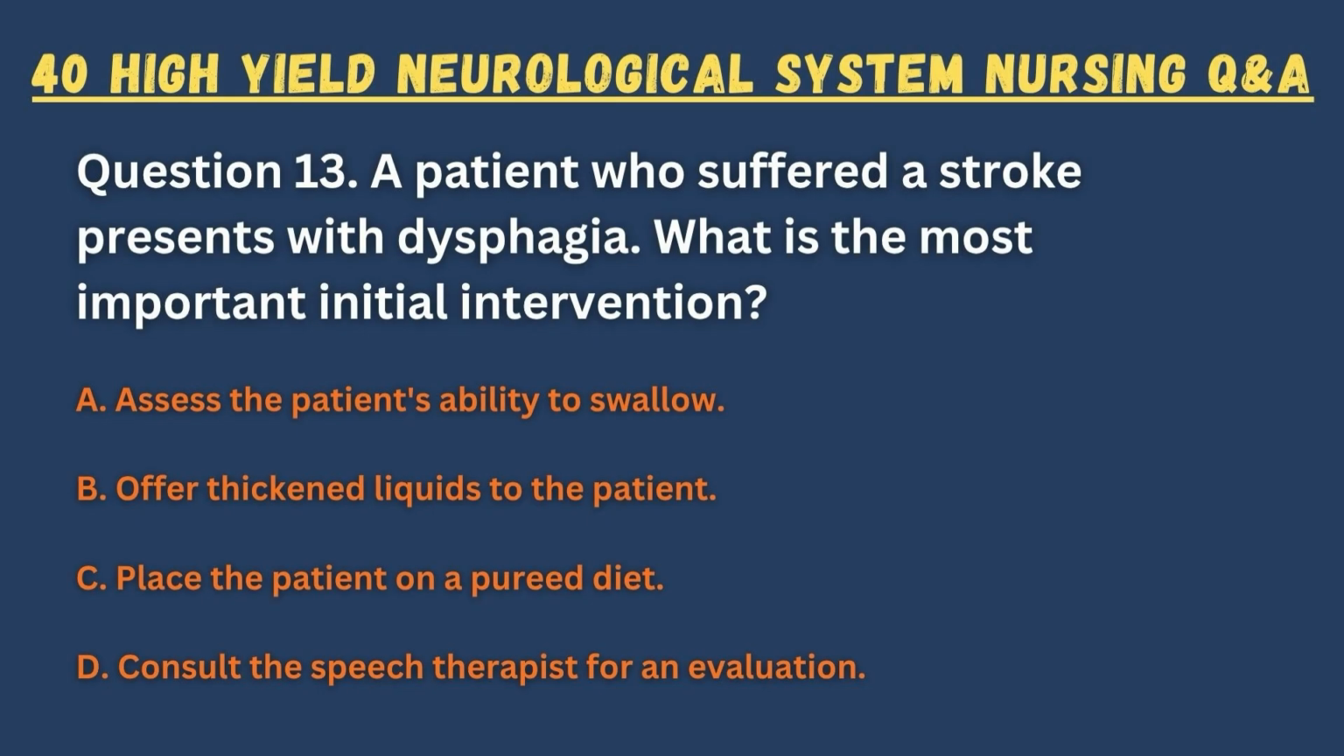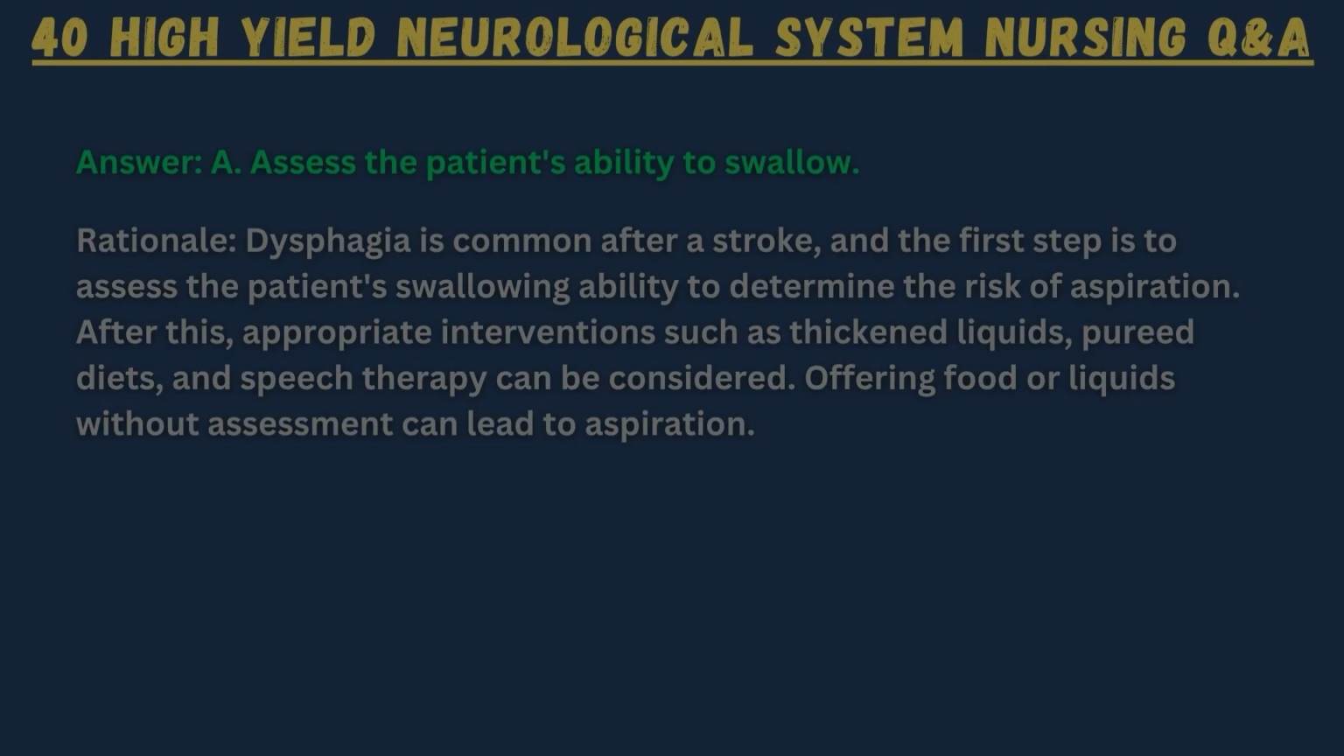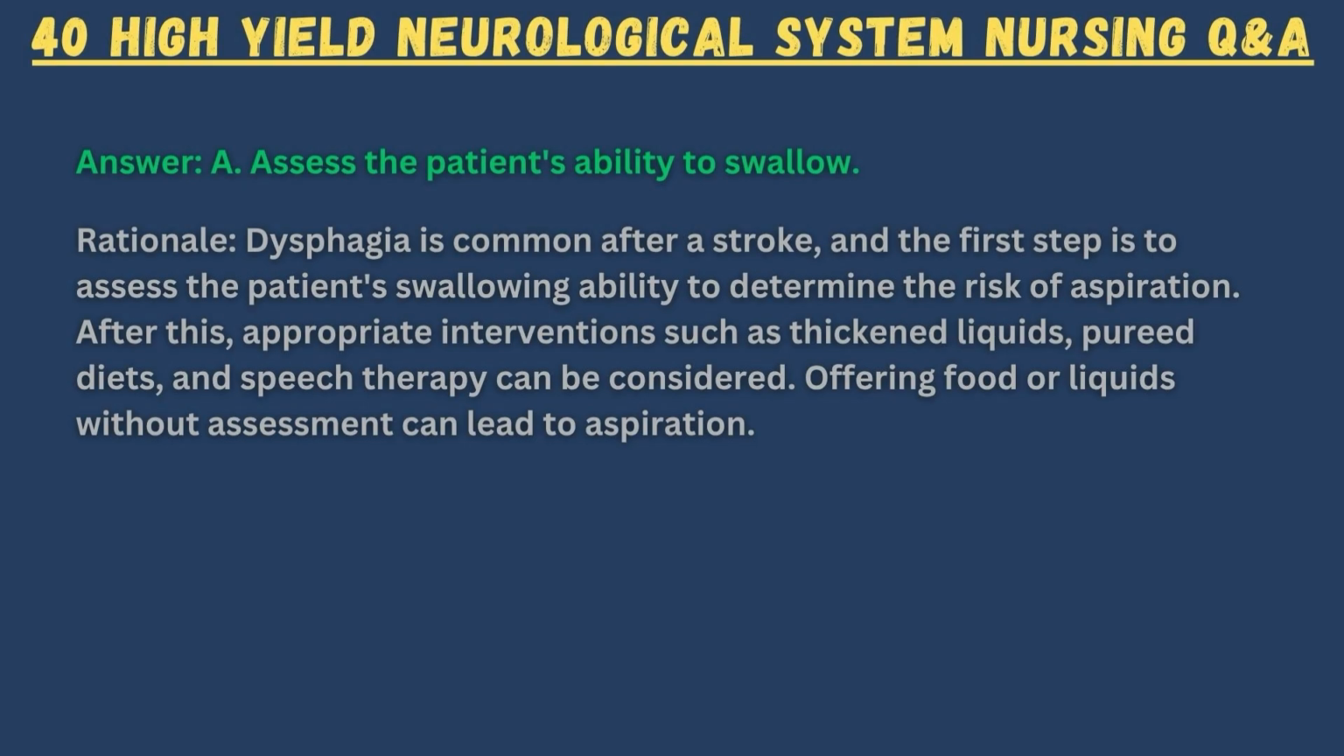Question 13. A patient who suffered a stroke presents with dysphagia. What is the most important initial intervention? A. Assess the patient's ability to swallow. B. Offer thickened liquids to the patient. C. Place the patient on a puree diet. D. Consult the speech therapist for an evaluation. Answer: A. Assess the patient's ability to swallow.